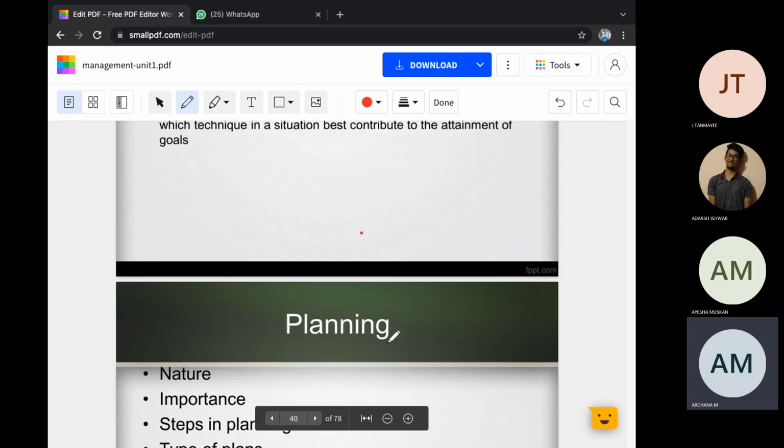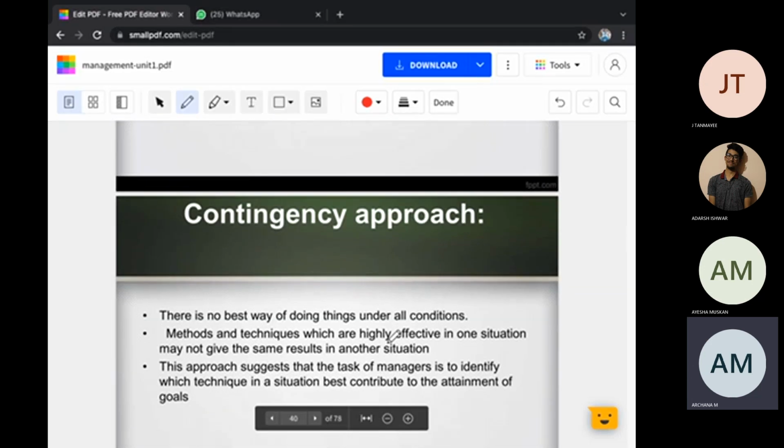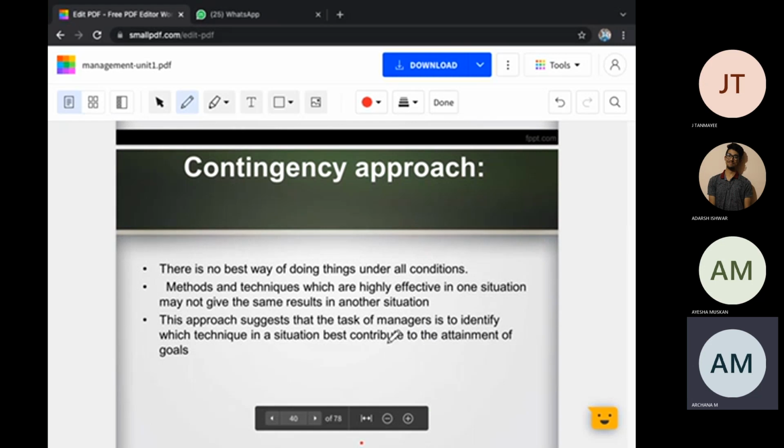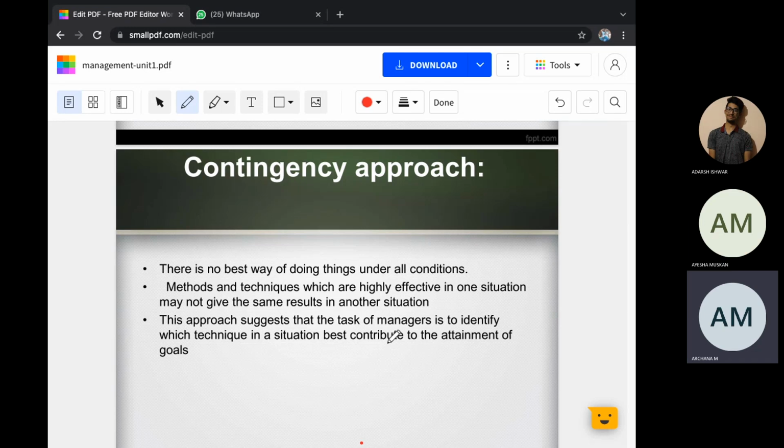Contingency approach. This is the last one. There is no best way of doing things under all conditions. Methods and techniques which are highly effective in one situation may not give the same results in another situation. That is what contingency is. I am giving one solution to one particular problem. Today I will give that solution, but tomorrow that solution may not exist, because of changes in technology and environment. Today's solution may not be a solution for tomorrow.